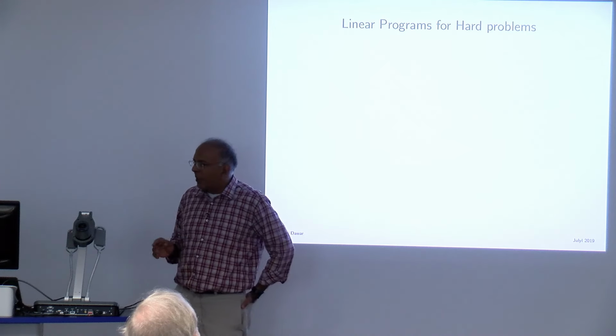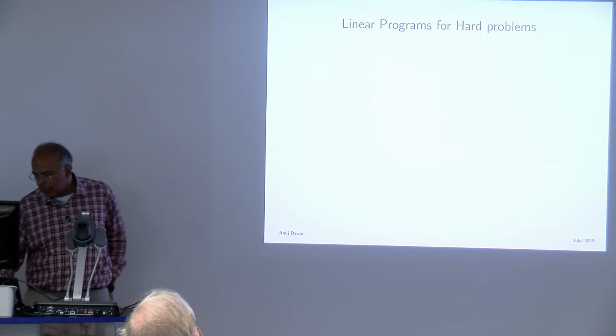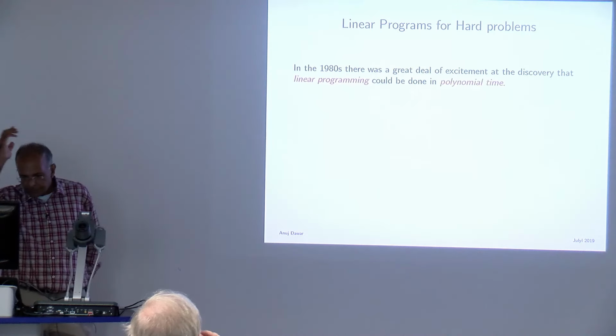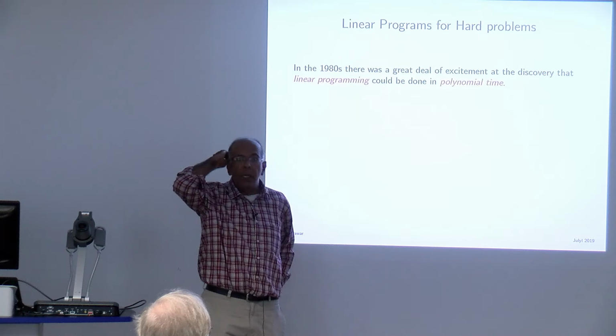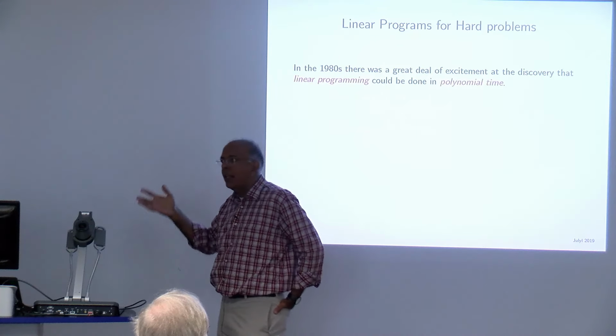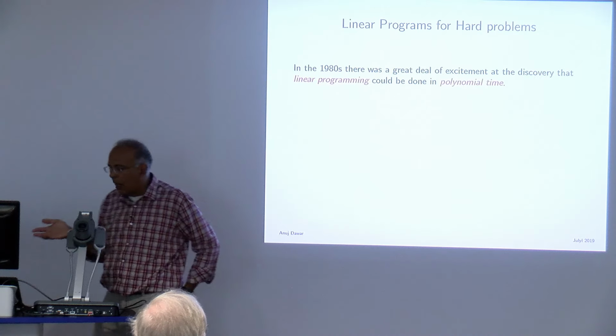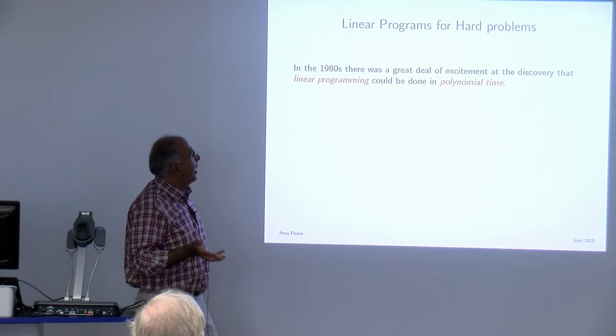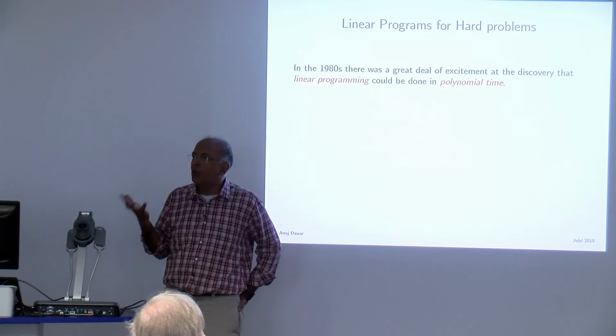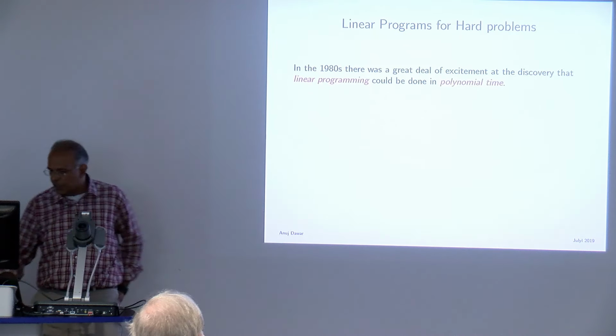Now, why is linear programming so exciting? Because when it was first discovered in the 1980s that you could do linear programming in polynomial time, people had high hopes that this would allow you to actually get efficient algorithms for some hard problems. I mean, this looked like a problem that was already hard, and you can express lots of difficult problems as linear optimization problems.